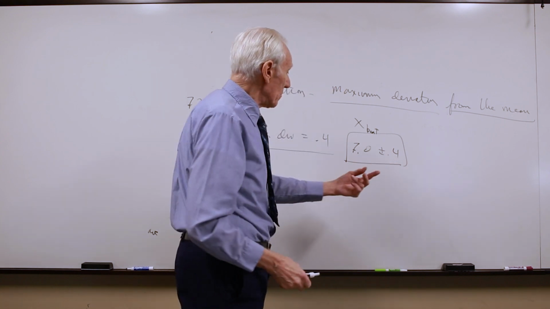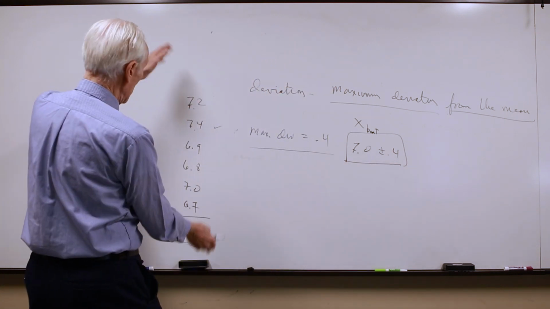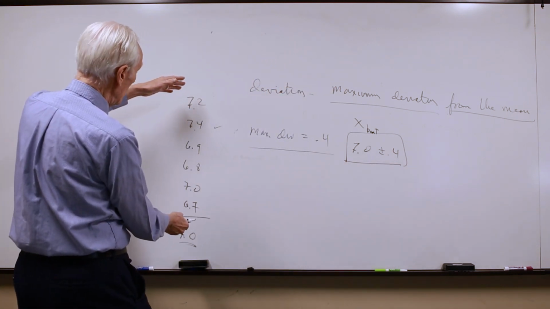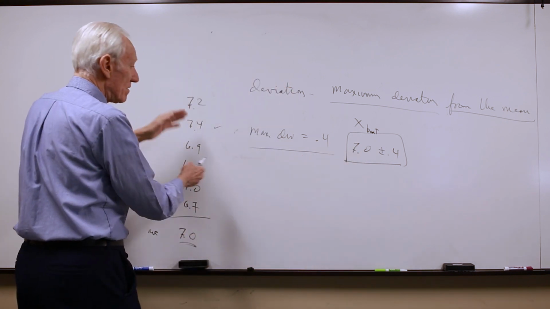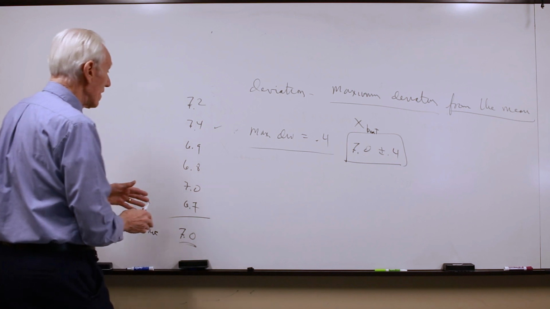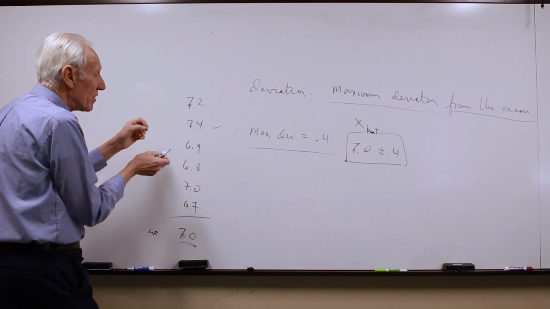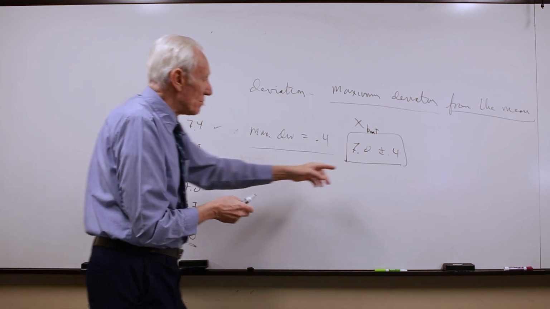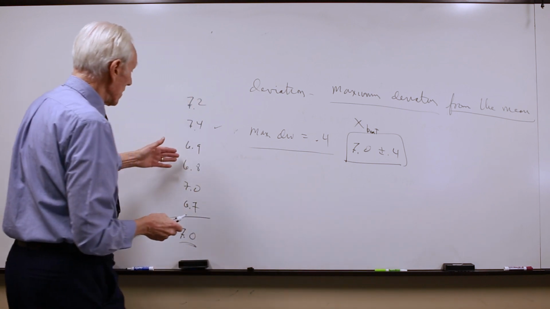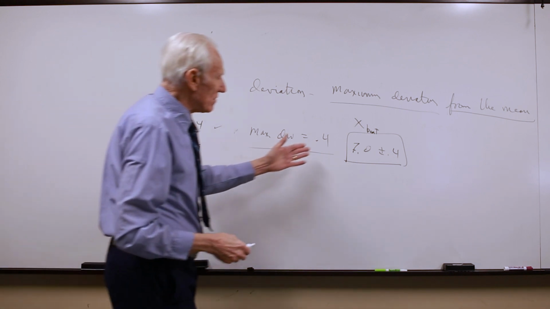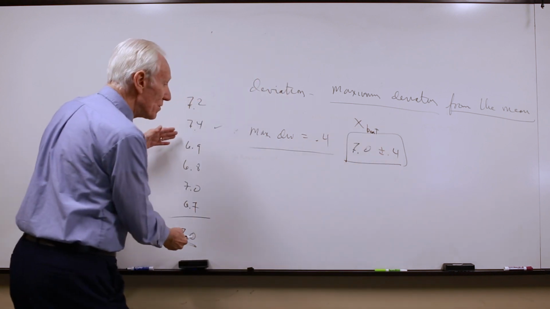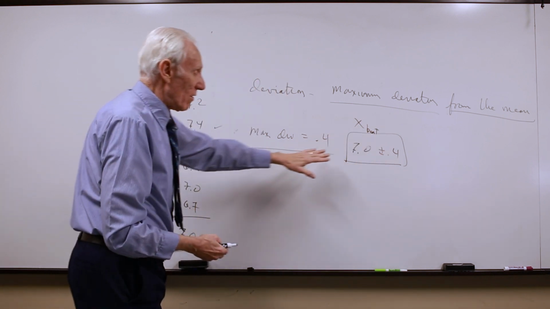Now, if this is a bigger number, then these numbers are going to be spread out farther from 7.0 above and below 7.0. And if it's a smaller number, then obviously it says in a nutshell that your numbers here are really close together. For instance, if this is 0.1, then all these numbers are going to be between 6.9 and 7.1. So this says a lot about this distribution of numbers already.